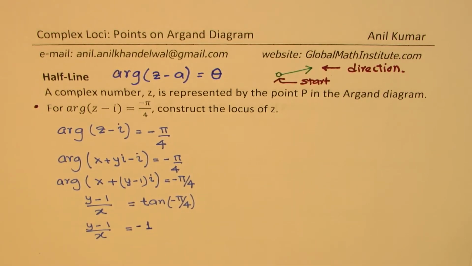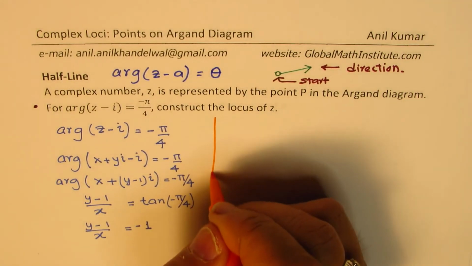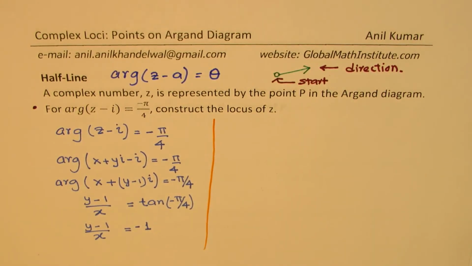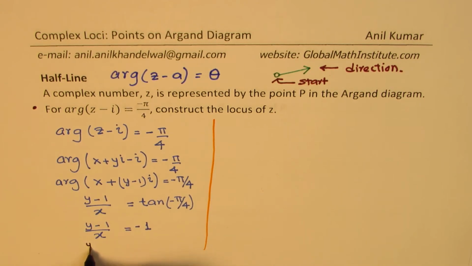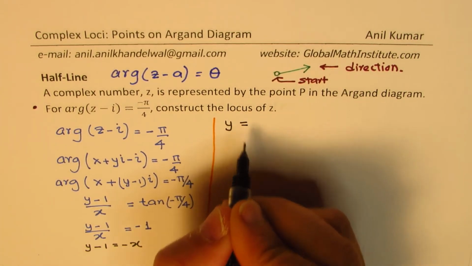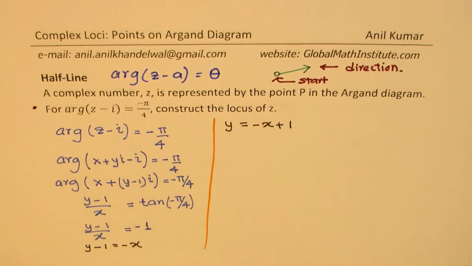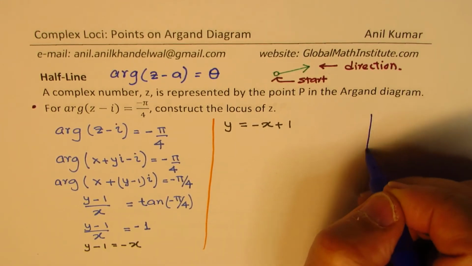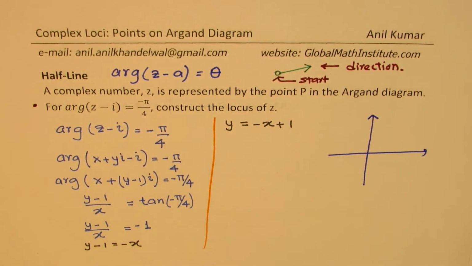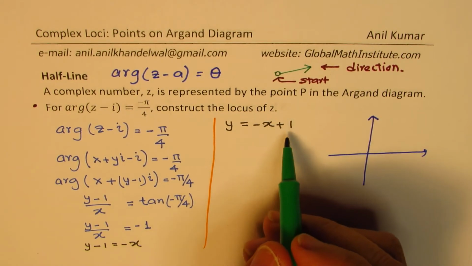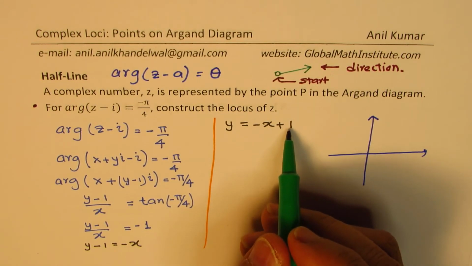Correct. So from here we do get the equation of the line, and the equation of the line is, let's rearrange. We have y minus 1 equals minus x, and we can write this as y equals minus x plus 1. Now you need to look into a couple of things here to actually sketch the ray. So we know one thing, the y-intercept is 1, right? So that is one point.